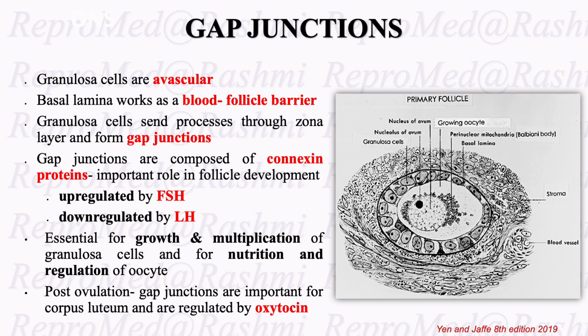Post-ovulation, the gap junctions are important for the corpus luteum and are regulated by oxytocin. So what we got from this slide is that before ovulation it is FSH and LH which are maintaining the gap junctions, but post-ovulation it is oxytocin which is maintaining the gap junctions.